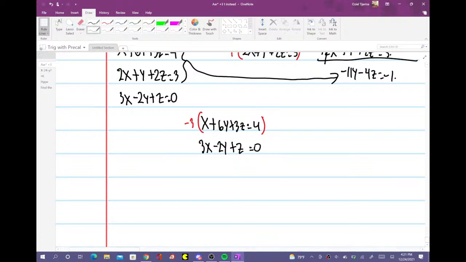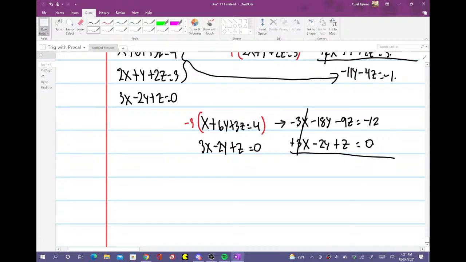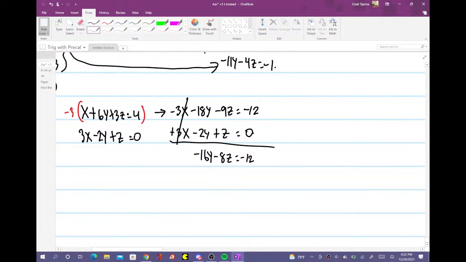So I'm going to multiply by negative 3 to get rid of my x again. So I have negative 3x minus 18y minus 9z equals negative 12, right? So then plus 3x minus 2y plus z equals 0. I'm going to go ahead and eliminate my x. I have negative 16y minus 8z equals negative 12, right? So now I have a system of two equations: negative 11y minus 4z equals negative 1, and negative 16y minus 8z equals negative 12.